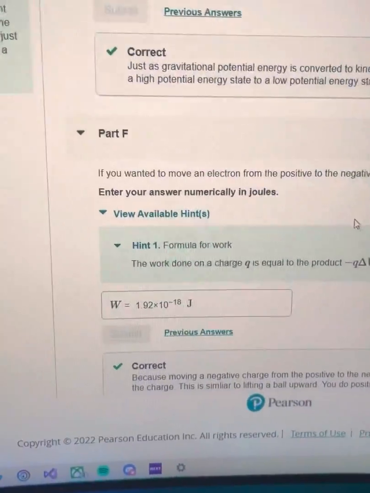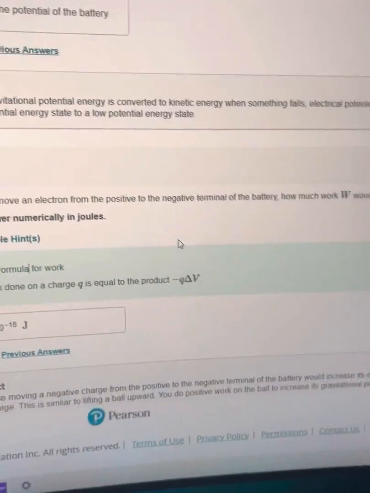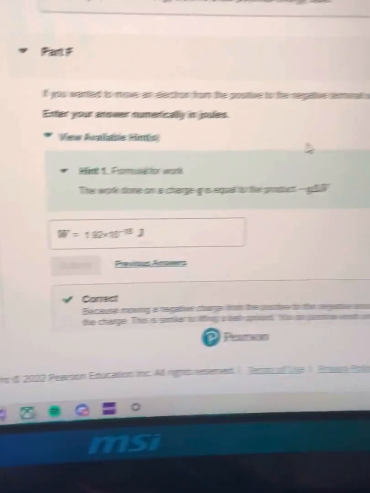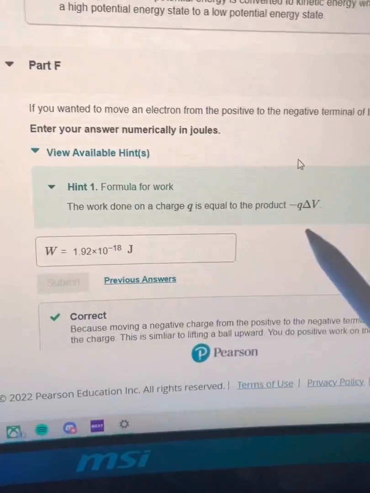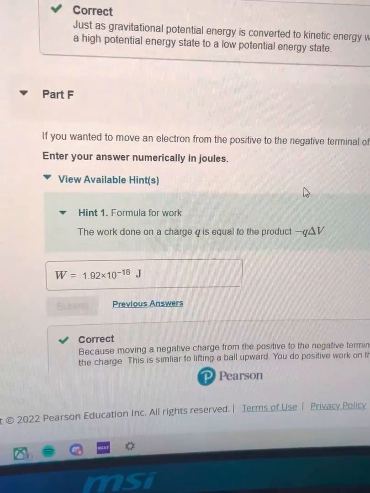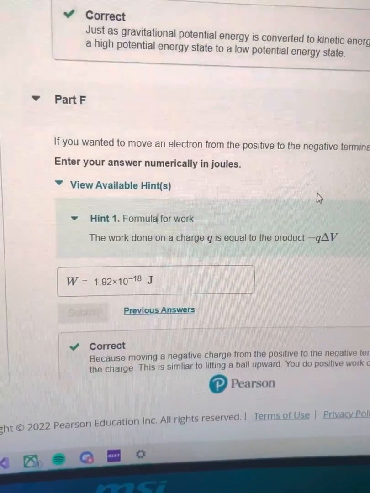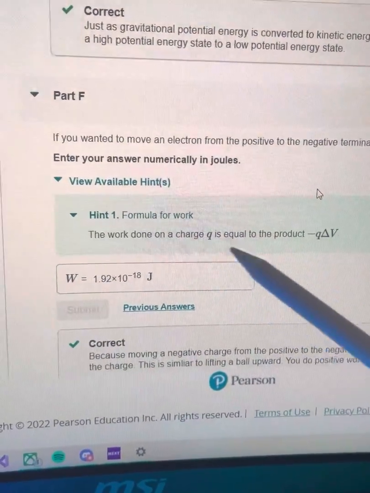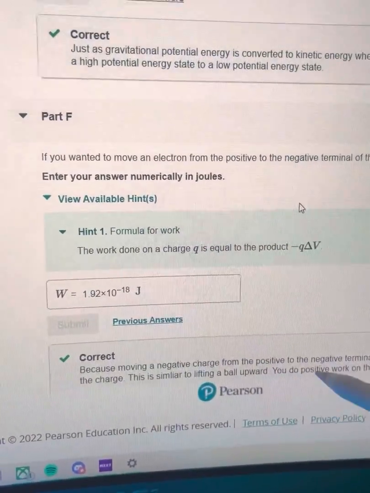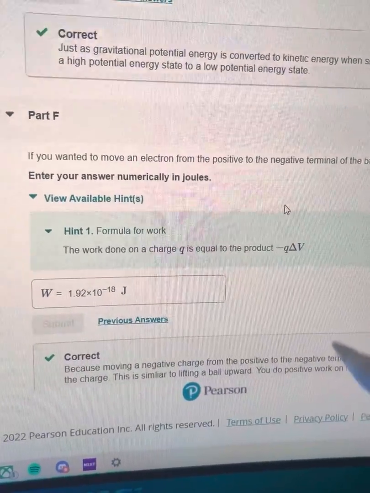In part F, we are asked, if you want to move an electron from the positive to the negative terminal of the battery, how much work, W, would you need to do to the electron? For this, we have the equation, which is the charge times the potential difference, and it's the negative charge. This is the formula to calculate the work done on the actual particle. Therefore, if we want to calculate the work that you need to push it backwards or in reverse, you'll have to flip the sign to a positive. So let's work on that.